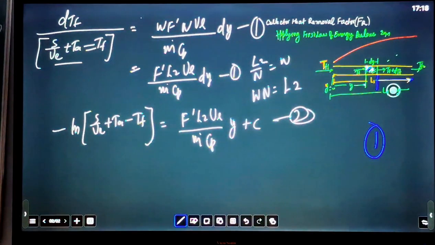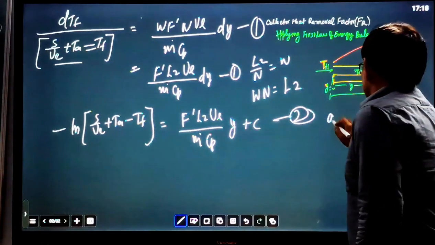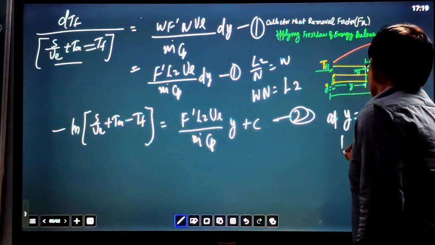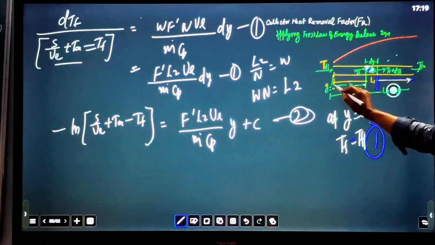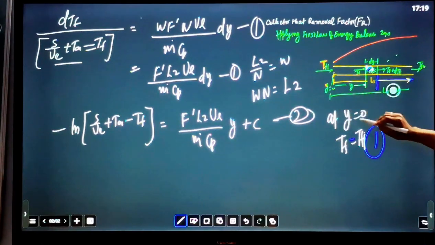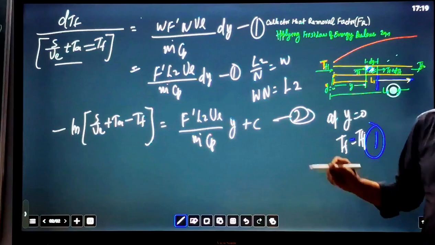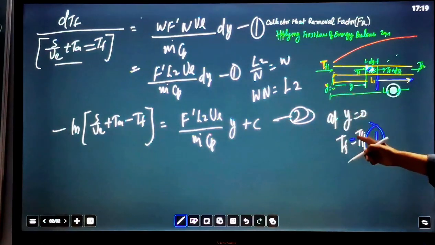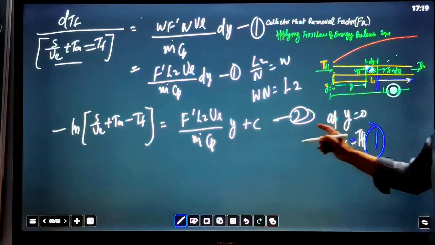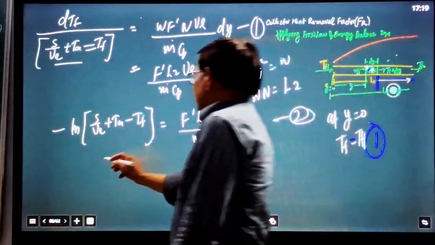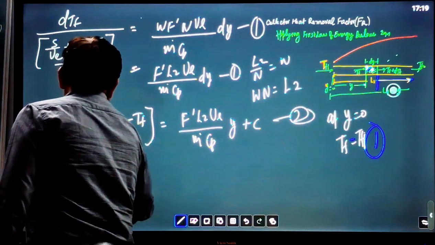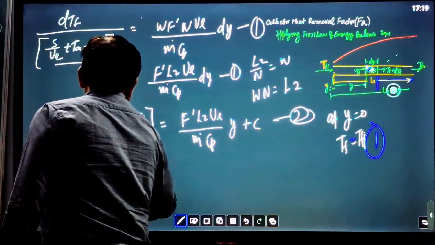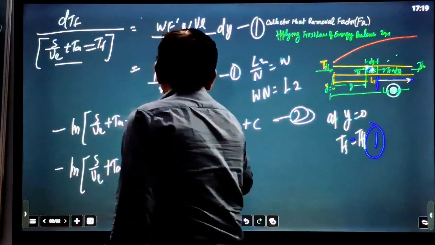So how can we get this constant? By applying boundary conditions. At y equal to 0, Tf equals Tfi. Temperature of the fluid inside the tube varies throughout the length. At y equal to 0 it is the inlet temperature; Tfi is the fluid inlet temperature. So putting the value at y equal to 0 in this equation, we find ln of S upon UL plus Ta minus Tfi equals C, as the y term becomes 0.